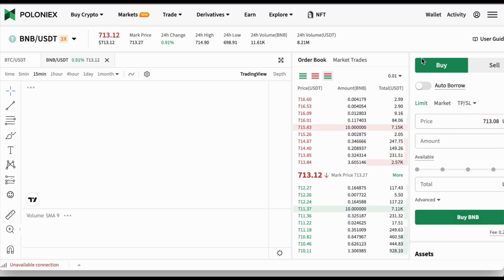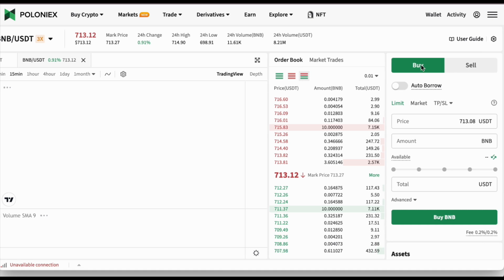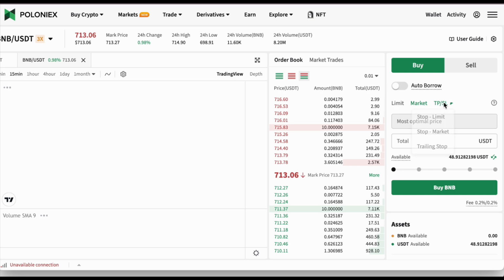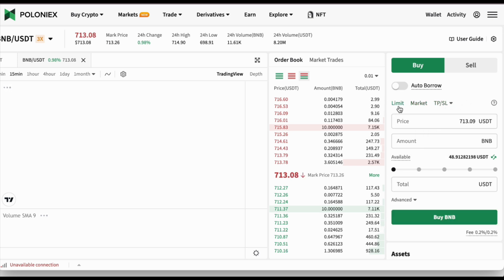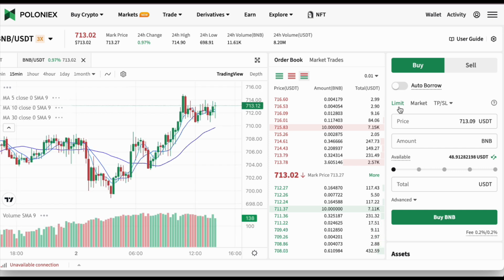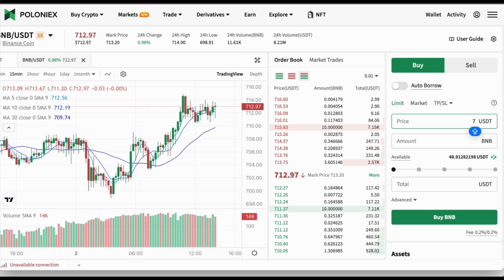So now that you've clicked on BNB USDT, you come to your buy, you can see buy here. There are three: there's limit, there's market, there's take profit and stop loss. So what does this mean? Limit means you want to put in a particular price. Right now, this is showing the market price of BNB, 713, but you want to buy it at 710, for example. You can use limit to edit this and put 710, and then put the amount of BNB you want to buy.